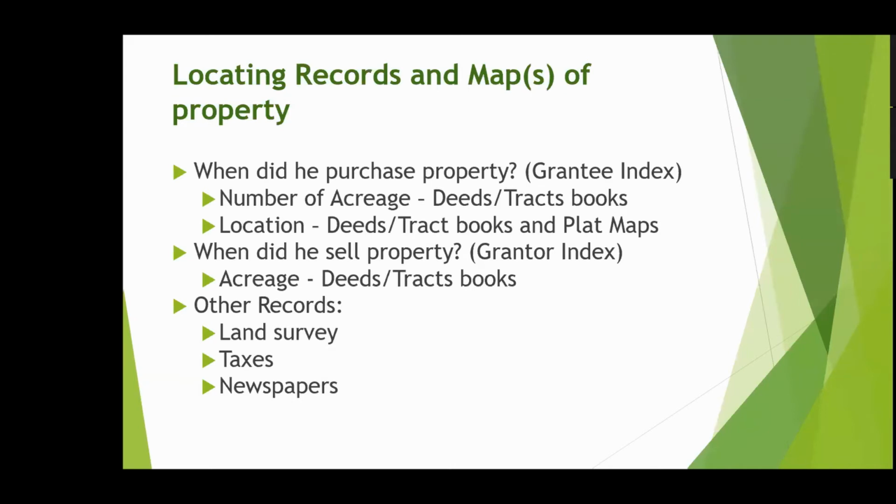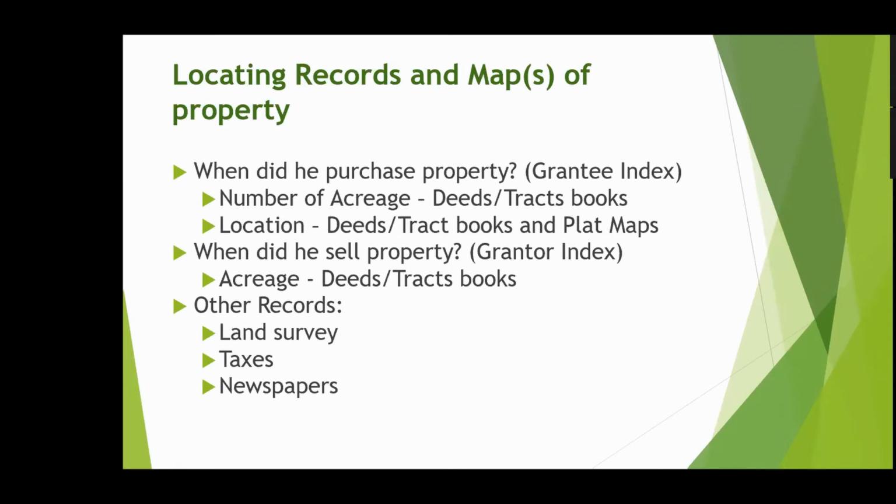So some of the questions about locating the records and other images of the property is, when did he purchase? Grantee indexes you'll look at. Number of acreage out of that, you'll find out in the deeds and contract books. Location, it's in the deeds and the tracts and the plat maps where you can find out where it's located. When did he sell his property? He became a grantor at that point.